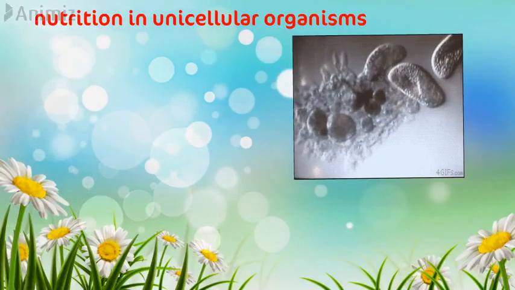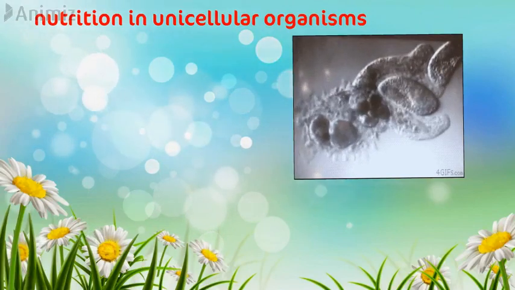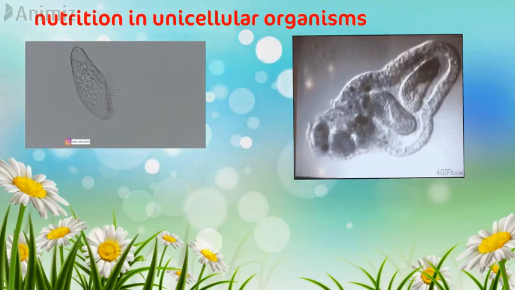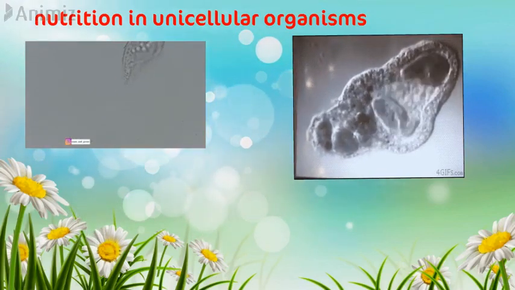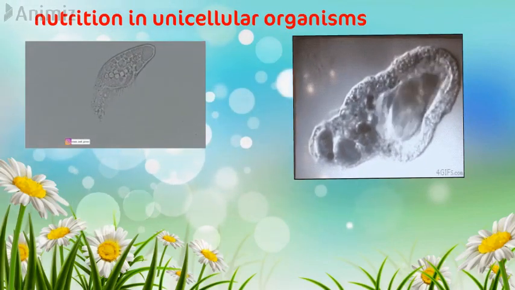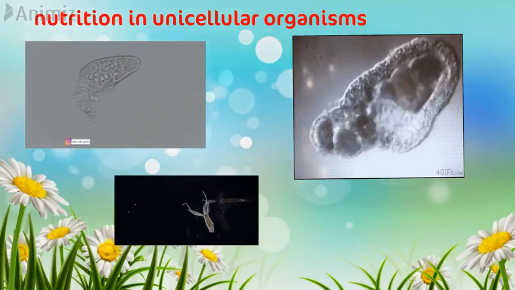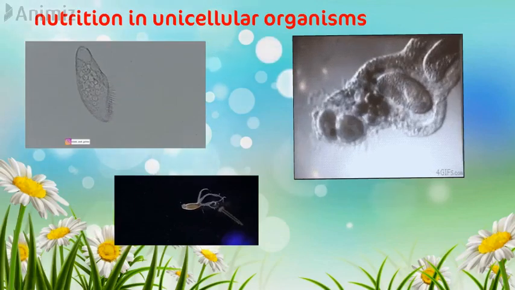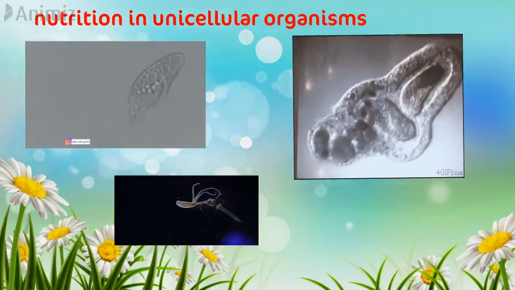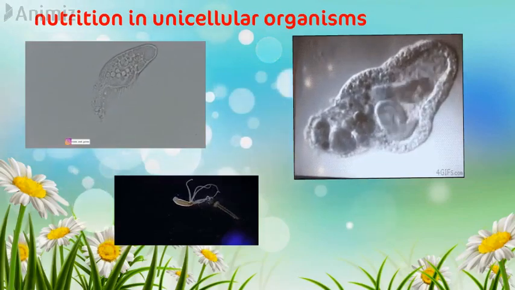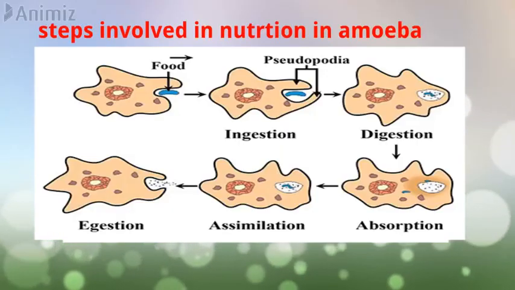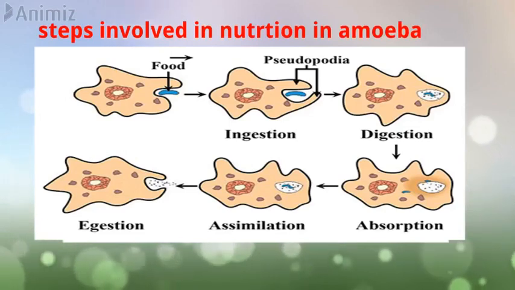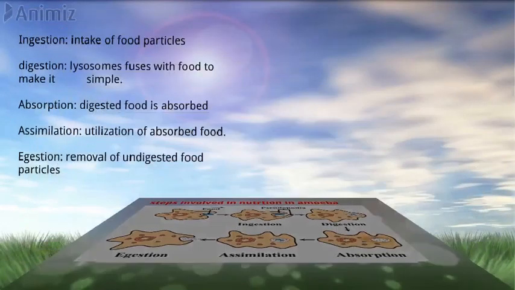Nutrition in unicellular organisms. Here we will discuss the nutrition in amoeba. In protozoans like amoeba and paramecium, nutrition is heterotrophic. That means they depend on other living organisms for their food. It is also known as holozoic nutrition because it takes in solid food particles. Amoeba is an omnivorous animal. It feeds on bacteria, unicellular algae, and diatoms. Nutrition involves various processes. They are ingestion, digestion, absorption, assimilation, and egestion.